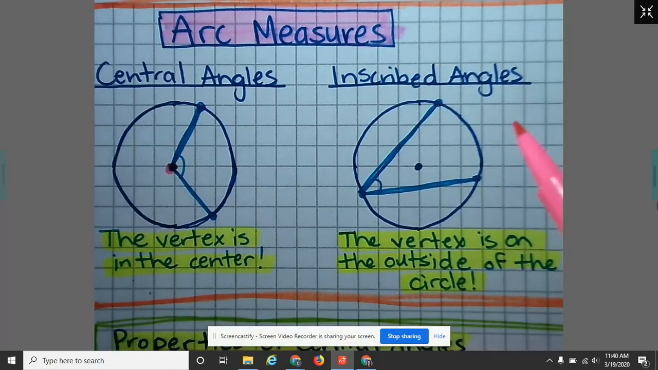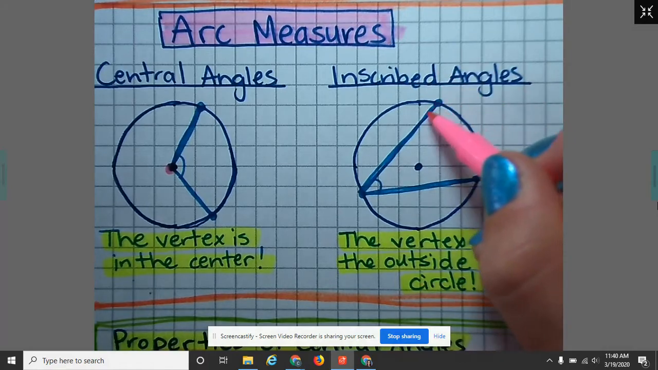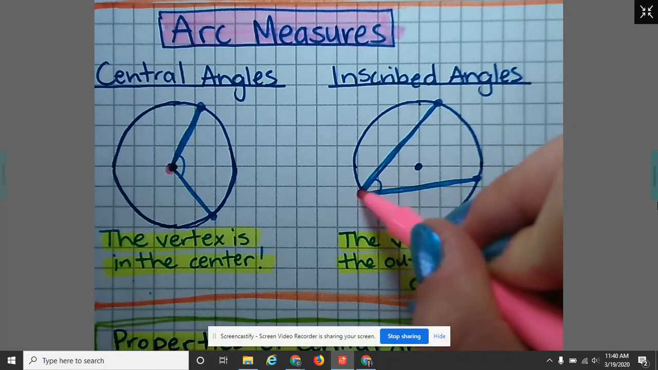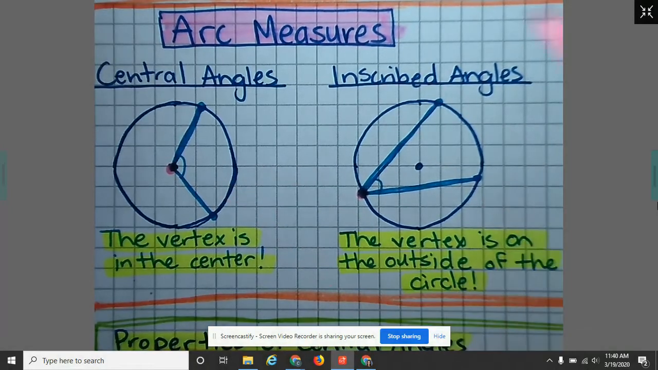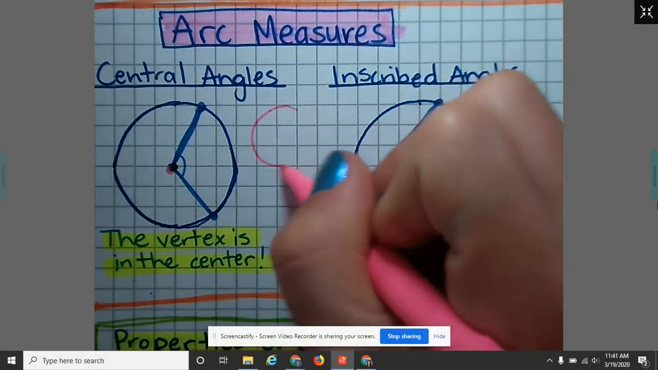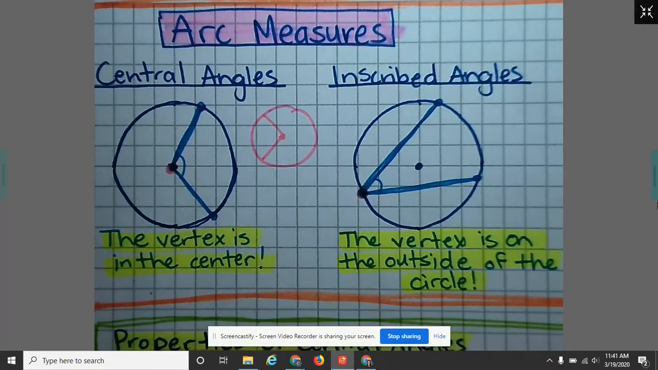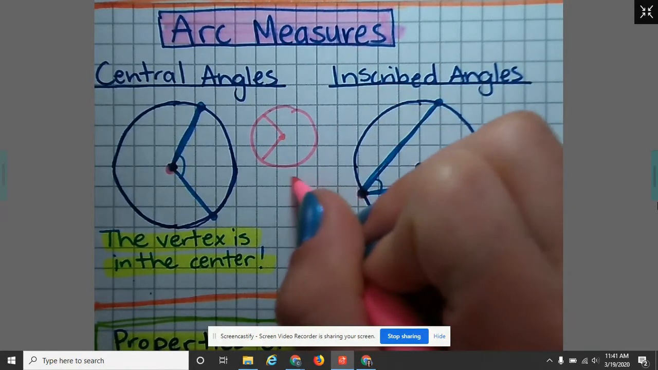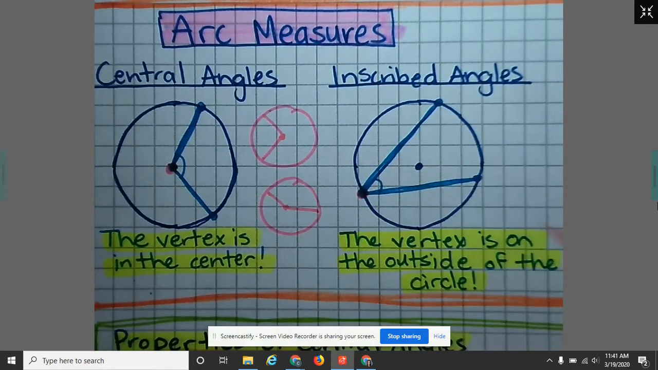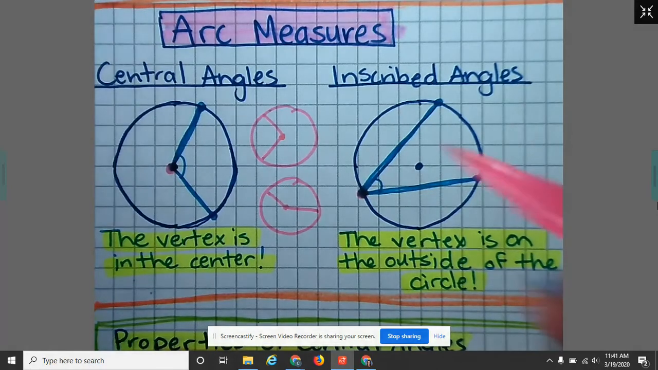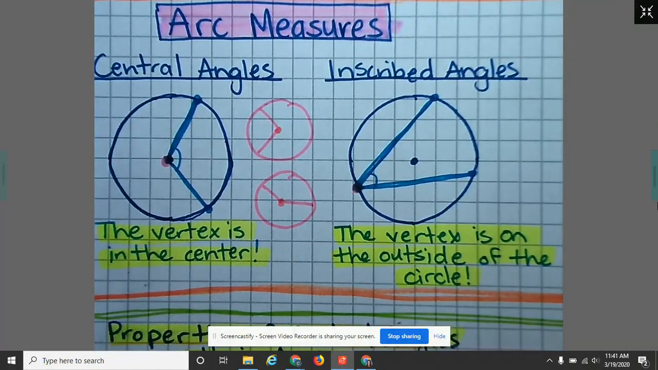And then we're also going to learn about inscribed angles, and that is where the vertex is on the outside of the circle. So here you can see that the vertex is lying on the outer rim of the circle. So examples of central angles, anything that looks something like this, that's a central angle. Anything that looks like this, that's a central angle as well. Okay, so anything where the vertex is on the center of the angle is called a central angle.